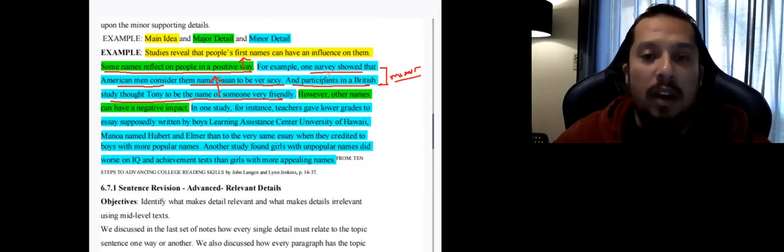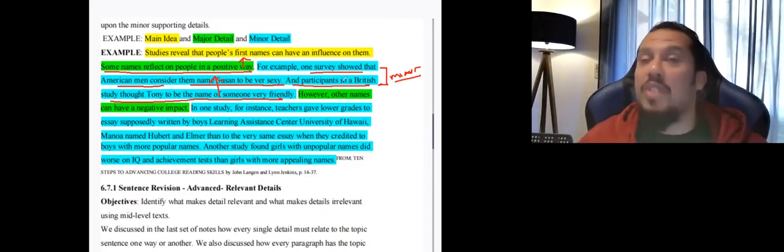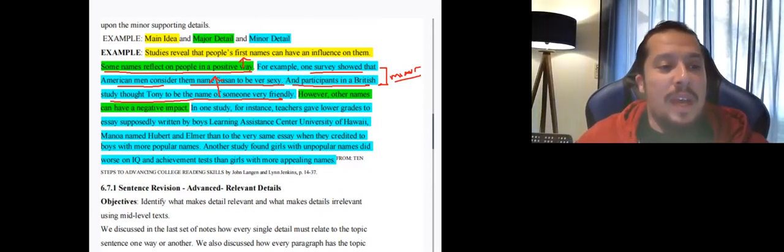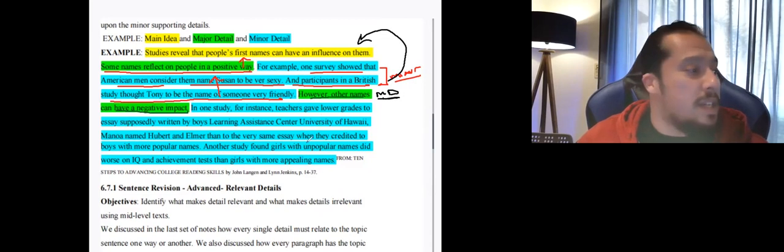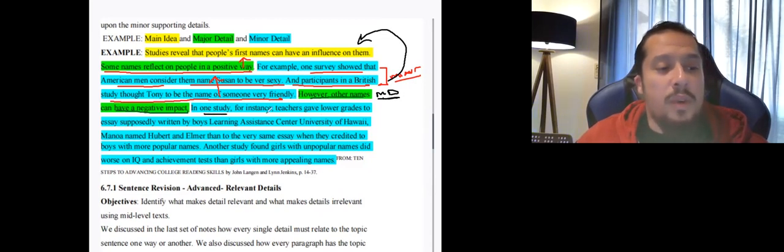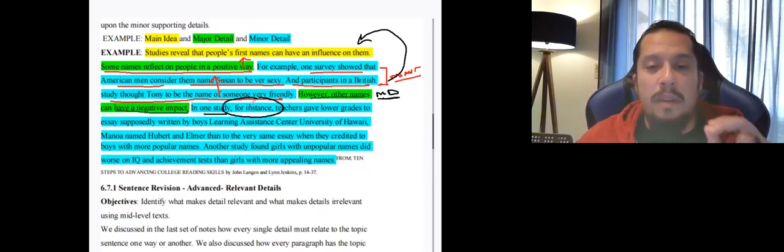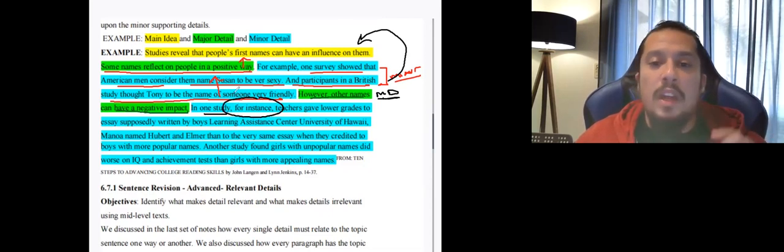We have to understand the paragraph as a whole to get an answer. And by doing this, it's easier. Look at major detail number two. However, other names can have a negative impact. How so? This is another major detail. It supports the topic sentence. In one study, for instance, now look at the minor detail, beginning with a very specific example. Look at how the major detail is very general, and the topic sentence is very, very general, right?